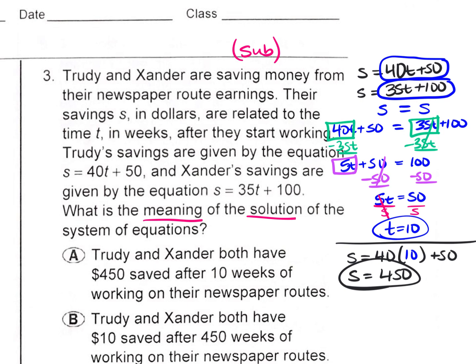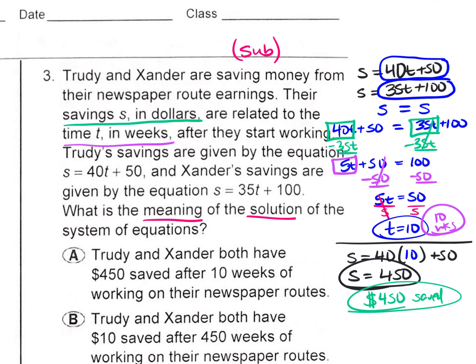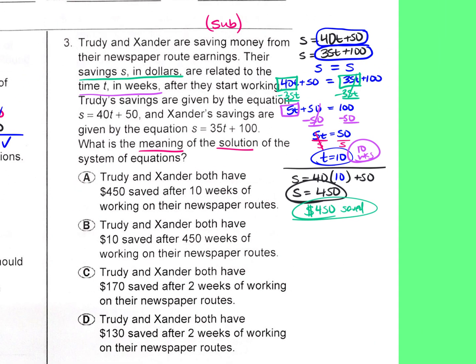Now we found the solution, but we need to find the meaning. The meaning's pretty quick here, however. Notice that S is the savings in dollars. So I'm going to note that means $450 saved. And then T is the time in weeks. So that means that's 10 weeks. Looking at our answer choices, C and D use completely different numbers. But when we read them carefully, A says they both have $450 saved after 10 weeks, which is what our answer is.